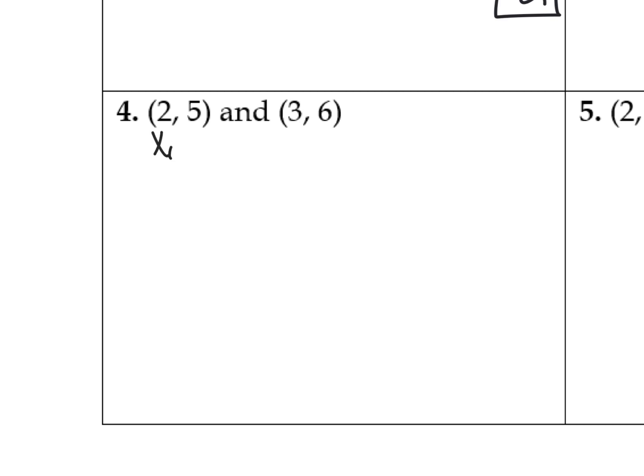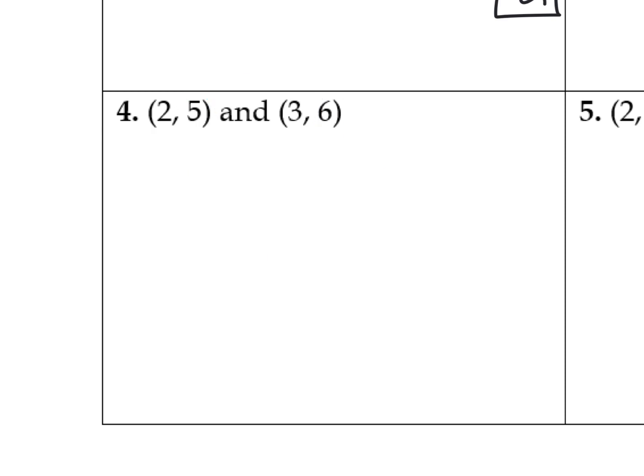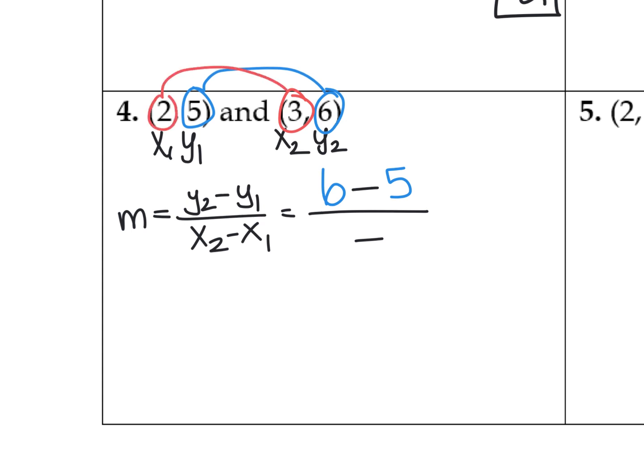All right, let's label x1, y1, x2, y2. Our formula is y2 minus y1 over x2 minus x1. I like to set it up first. I feel like it helps me be careful with my positives and negatives. Now I'm going to fill it in. My y2 minus y1, 6 minus 5. And then I've got x2, 3, minus x1, 2. 3 minus 2.